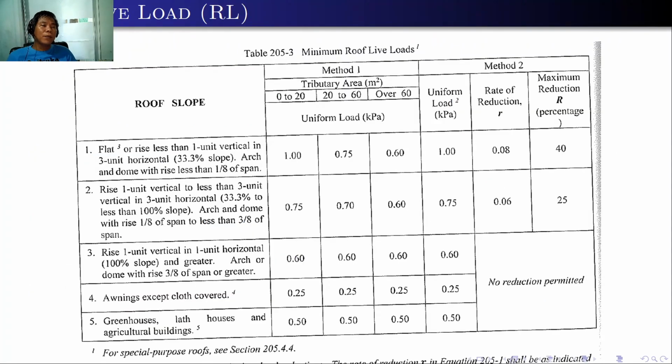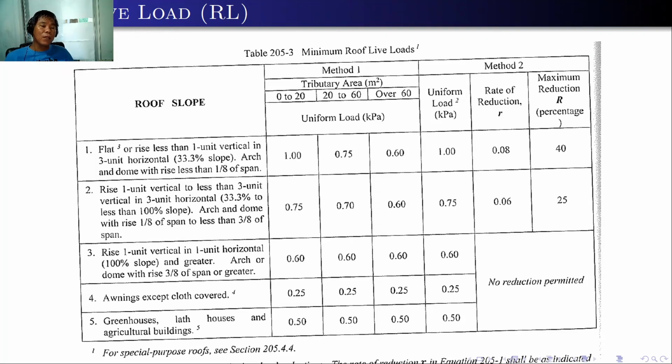Aside from that, we have the roof live load. Especially during construction, there will be loads on the roof, or even after construction for maintenance, there will be somebody who will be climbing above the roof. So as you can see, there are two methods, method one and method two, and it depends on the roof slope. It also depends on the tributary area.